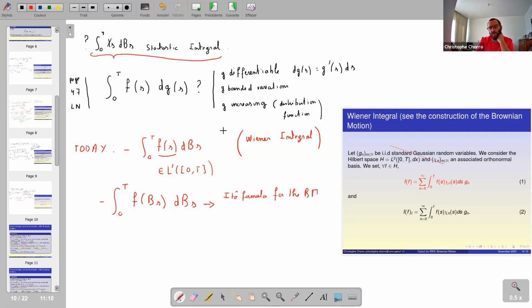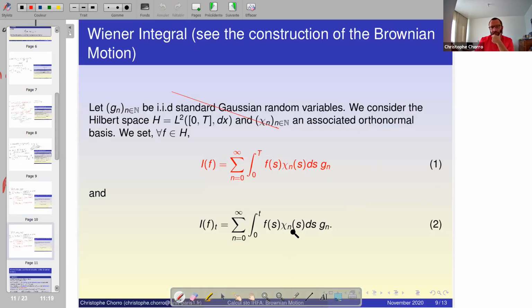I will start with this one, and I repeat that if you come back to the last class we have done together live, I built the Brownian motion, and in order to build the Brownian motion, I built in fact the Wiener integral using the argument of randomization of a Hilbert space. So let's see what happens for this case now.